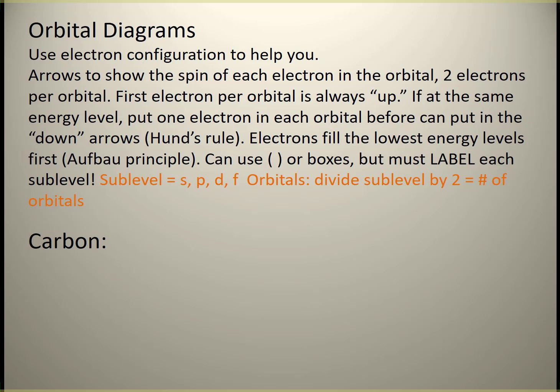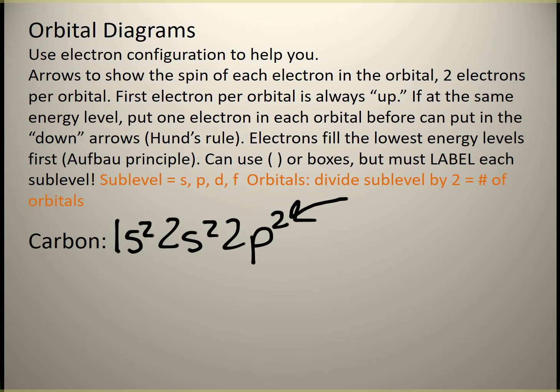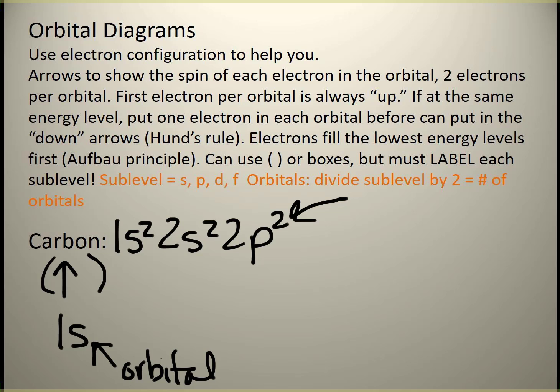With carbon, its electron configuration is 1s2, 2s2, 2p2. But I can't really see where those electrons are in the p orbitals, because remember they spread out and there's 3 p orbitals. So let's go ahead and draw exactly where those electrons are. I am going to label the orbital. So 1s, so again, this is an orbital. And in that 1s, I have 2 electrons. The first electron is drawn as an up arrow, and the second electron is drawn as a down arrow.